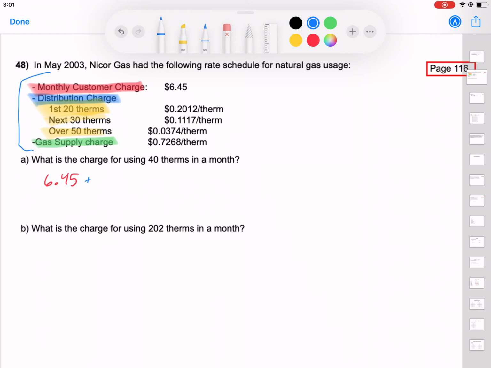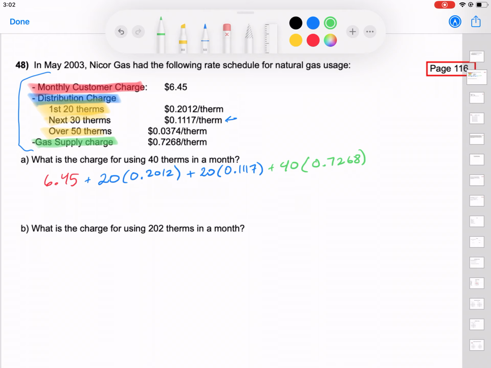So for the first 20 therms, so we're using 40, so we're going to use all 20 of those first 20. We're going to use this rate. The next 30 therms from beyond that, so there are 20 left over, so all 20 of the leftovers, you're going to use this second rate right here. And then last but not least, you go to the gas supply charge. The gas supply charge just uses whatever the usage is for the month. You used all of those therms. So all 40 therms are going to have this exact same cost per therm.